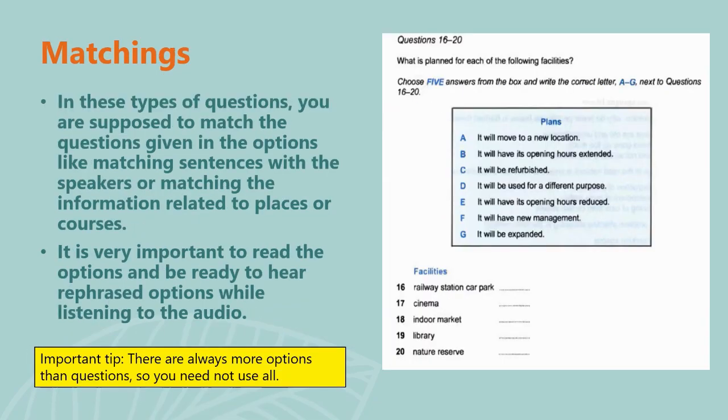Matchings: in these types of questions, you are supposed to match the questions given in the options, like matching sentences with the speakers or matching the information related to places or courses. It is very important to read the options and be ready to hear rephrased options while listening to the audio. Important tip: there are always more options than questions, so you need not use all.